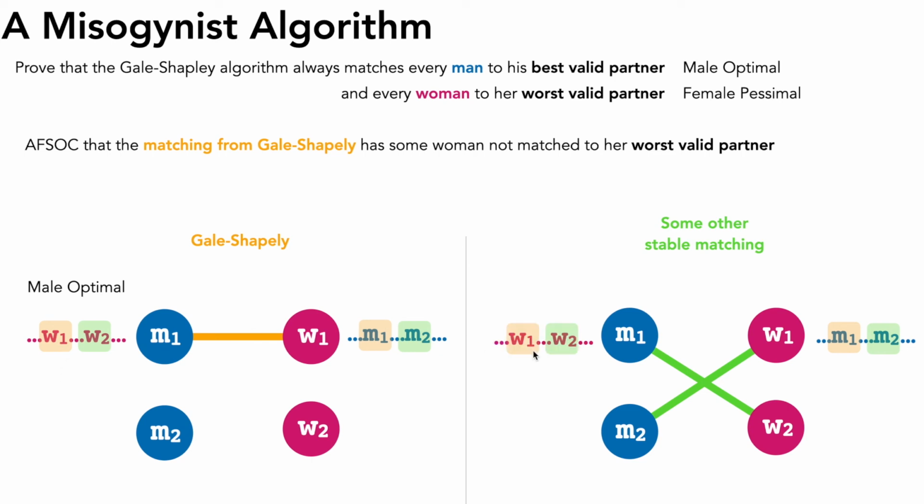Bringing these preferences over here, we see that we actually do have an unstable pairing here. M1 prefers W1 over who he's matched with, and W1 prefers him back over who she's matched with. So this unstable pairing contradicts the fact that we have a stable matching, completing our contradiction proof, and we're done.